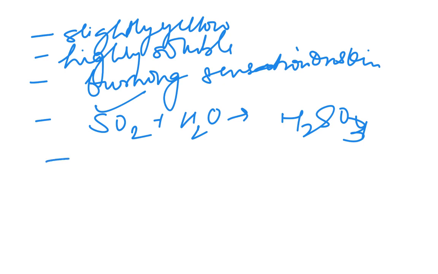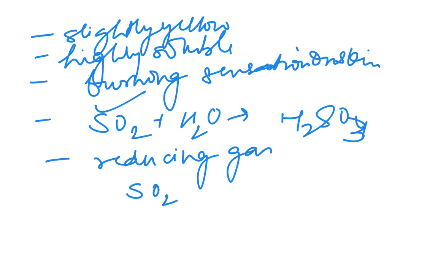It acts as a reducing gas because it oxidizes. Sulfur in sulfur dioxide is in the +4 state, and it has the tendency to go into the +6 state. That's why it acts as a reducing agent and oxidizes itself.